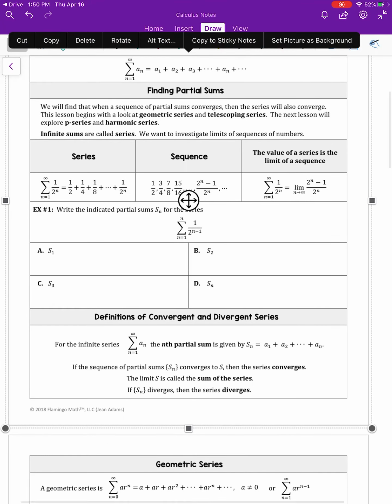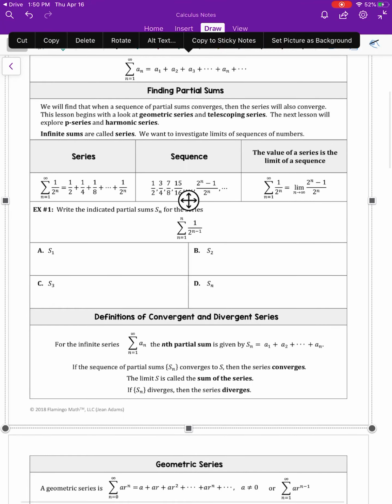S sub 2 would be 1 over 2 to the 1 minus 1 plus 1 over 2 to the 2 minus 1. You'd add up the first two terms because it's sub 2. So we said that one was 1 plus 1/2. That's going to give us 3/2.